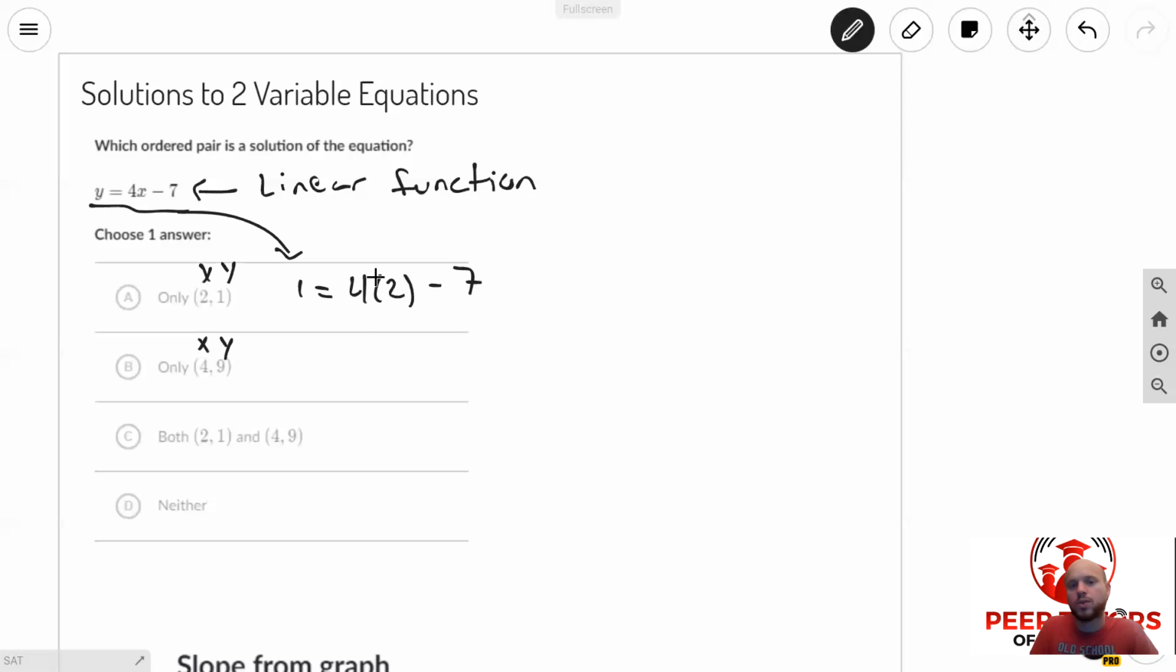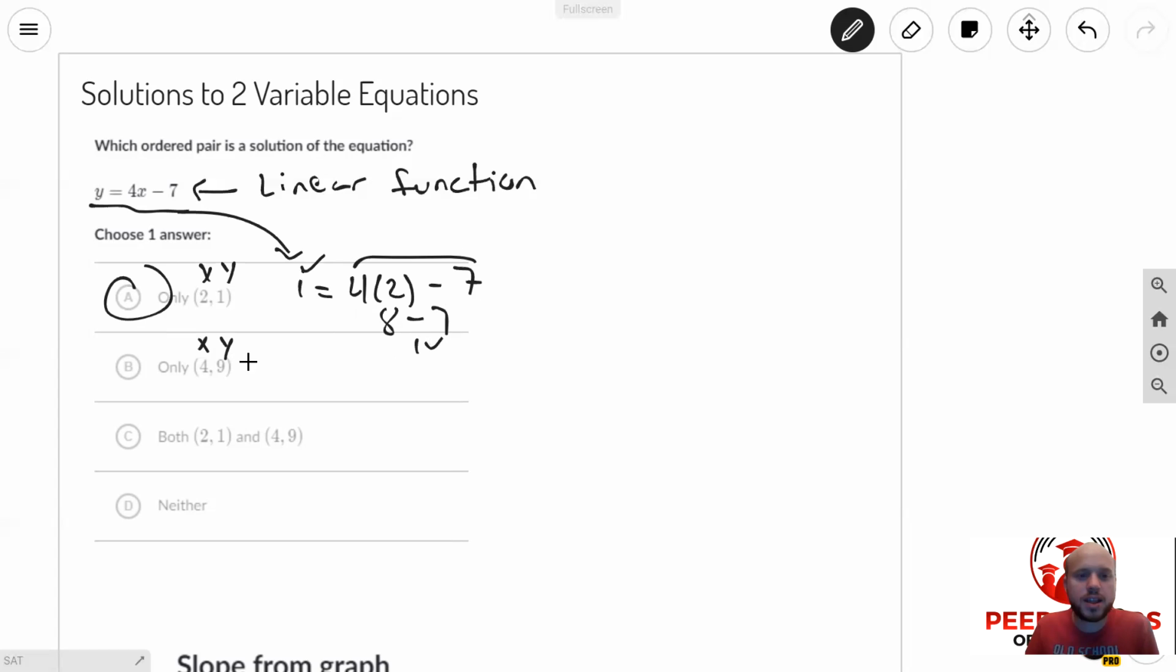And then we use order of operations to simplify this side. So 4 times 2 is 8. 8 minus 7 is 1. And 1 equals 1. Look at that. So that means that (2, 1) is a solution because we had 1 on the left side, and then when we simplified, we also got 1 on the right side.